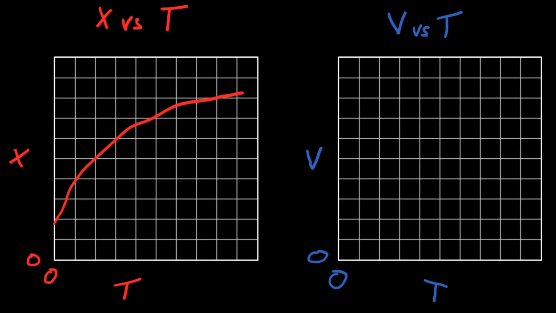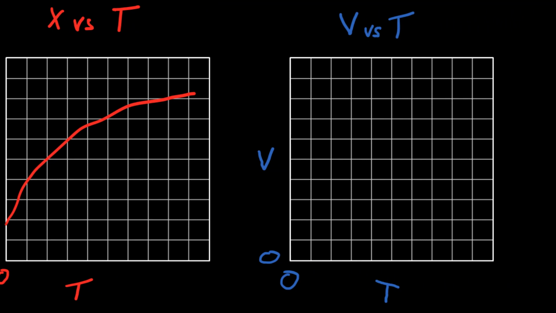Let's take a look at the velocity. It was always moving forward, so we know that it always had a positive velocity, but it started off fast and got slower and slower. Hopefully you got something that looked like that.